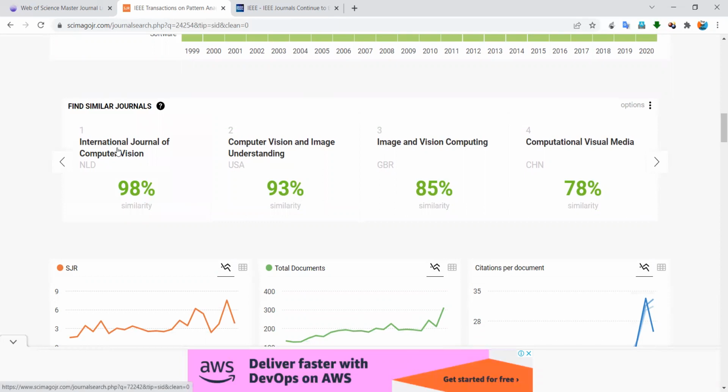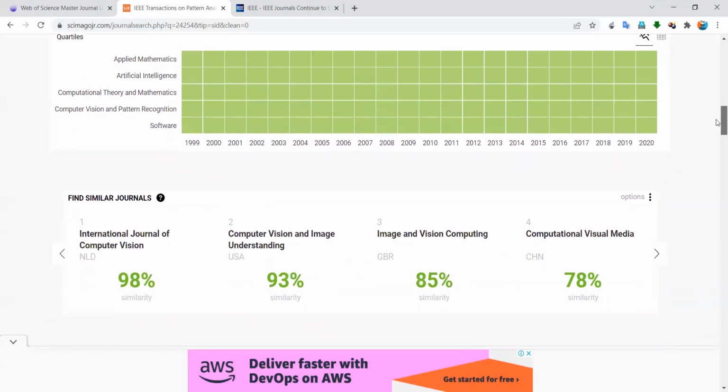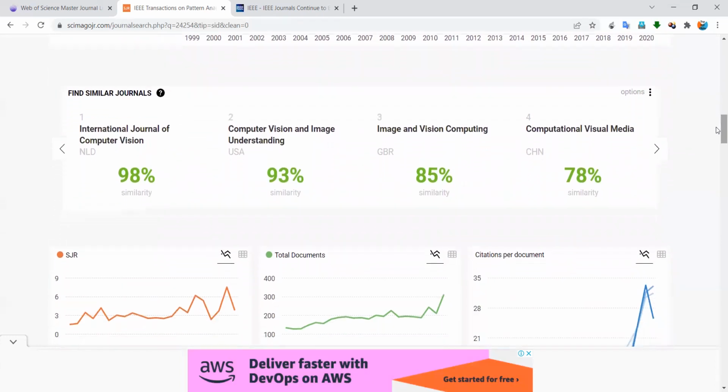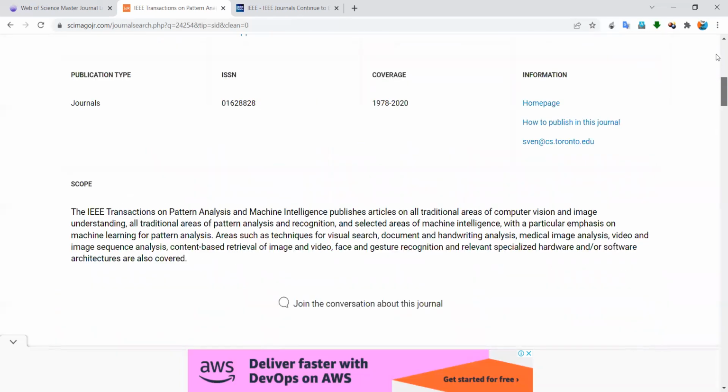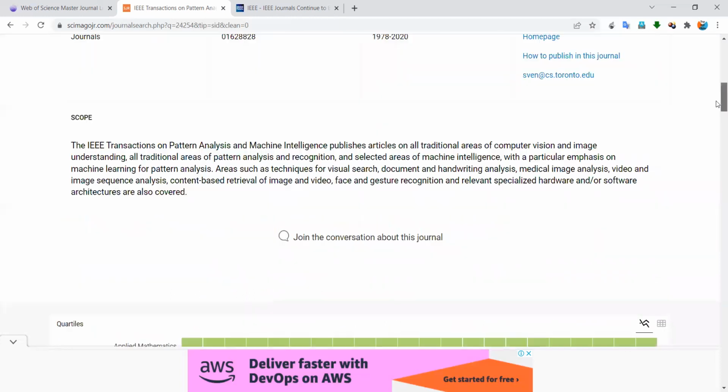International Journal of Computer Vision, Computer Vision and Image Understanding, Image and Vision Computing, Computational Visual Media. Visual media is so powerful nowadays, and that's why computer vision and image processing related work is so much in practice. And that's why you can easily see these journals' research impact. Okay. So these are some of the alternative journals where you can consider your work for publication if it didn't get accepted in IEEE Transactions on Pattern Analysis and Machine Intelligence.